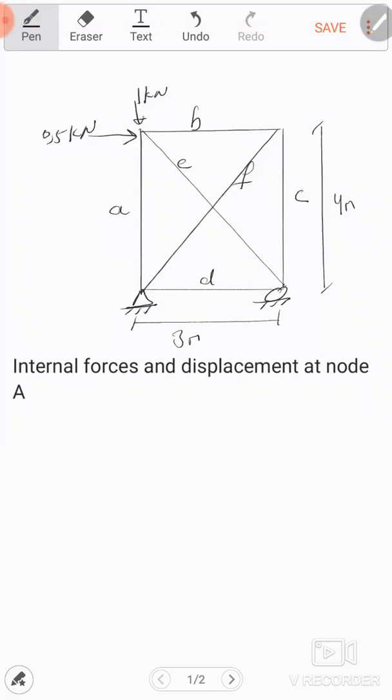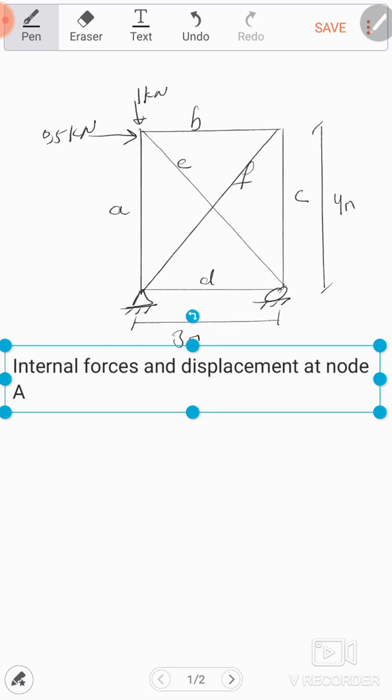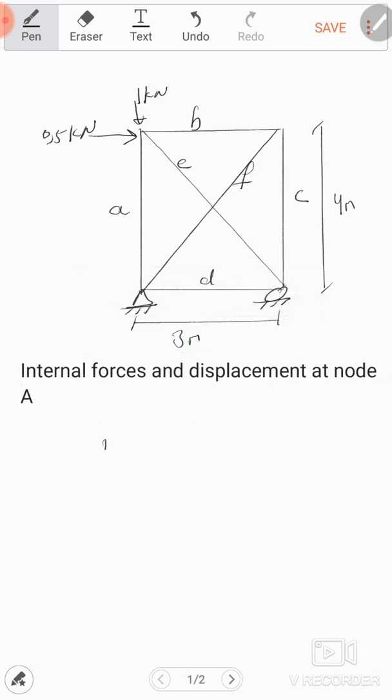Hello everyone. In this example, we are going to see how we can solve internal forces and displacement at node A by using the flexibility method. So let's start. First of all, we should check whether the structure is determinate or indeterminate, by using this equation: m plus r minus 2j.